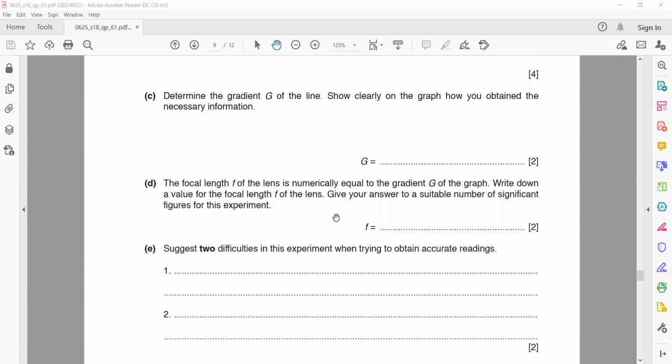The focal length of a lens is numerically equal to the gradient. For example, what is the value of the gradient? That is equal to the focal length. So if I'm getting a gradient of 14.5, the focal length will also be 14.5 centimeters.